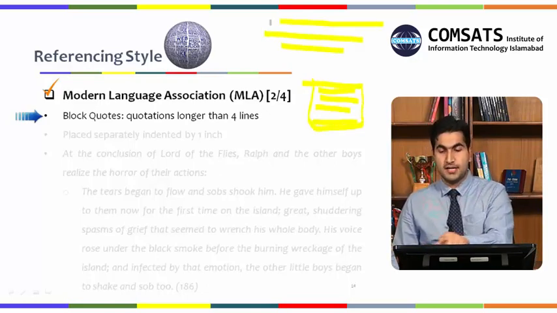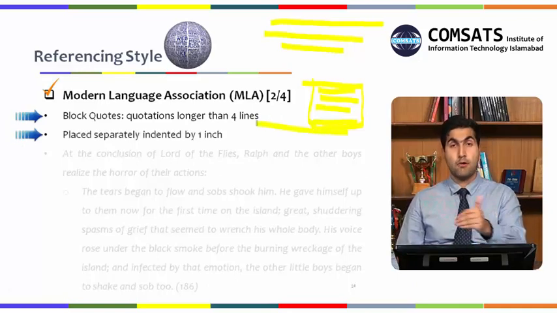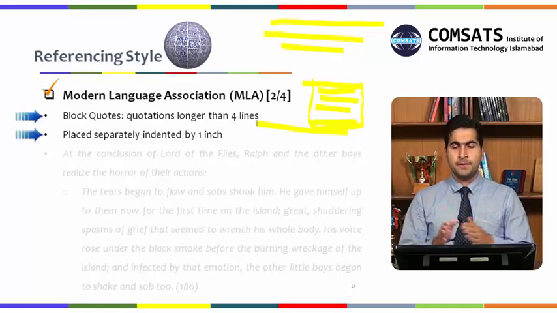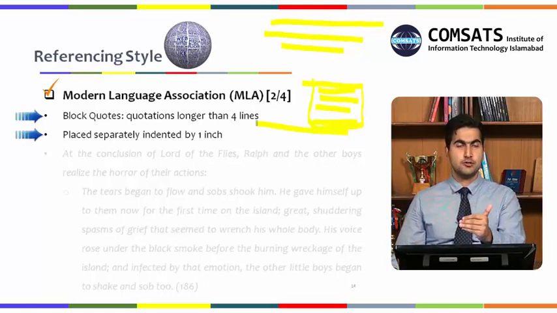That's how the rest of the text was coming, and all of a sudden there is a block. So for that block, which is of course for quotes longer than 4 lines, you place it separately by indenting it by 1 inch. The option of indentation is available. You simply write the text and right click over it in a Microsoft Word document.